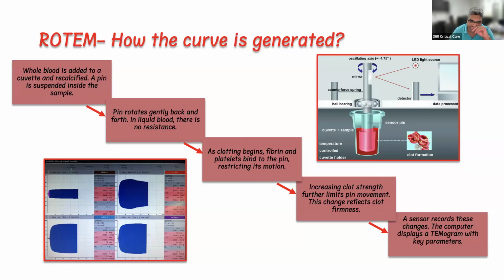So there are 5 channels, we say. The first one is the FIBTEM or fibrinogen oriented channel, EXTEM or extrinsic pathway, INTEM is intrinsic pathway, EPTEM is more looking at the fibrinolysis component of that. You add aprotinin into the blood. And the fifth one is the HEPTEM or heparin channel, where you neutralize the effect of heparin by putting heparinase into the blood. So 5 channels, okay.